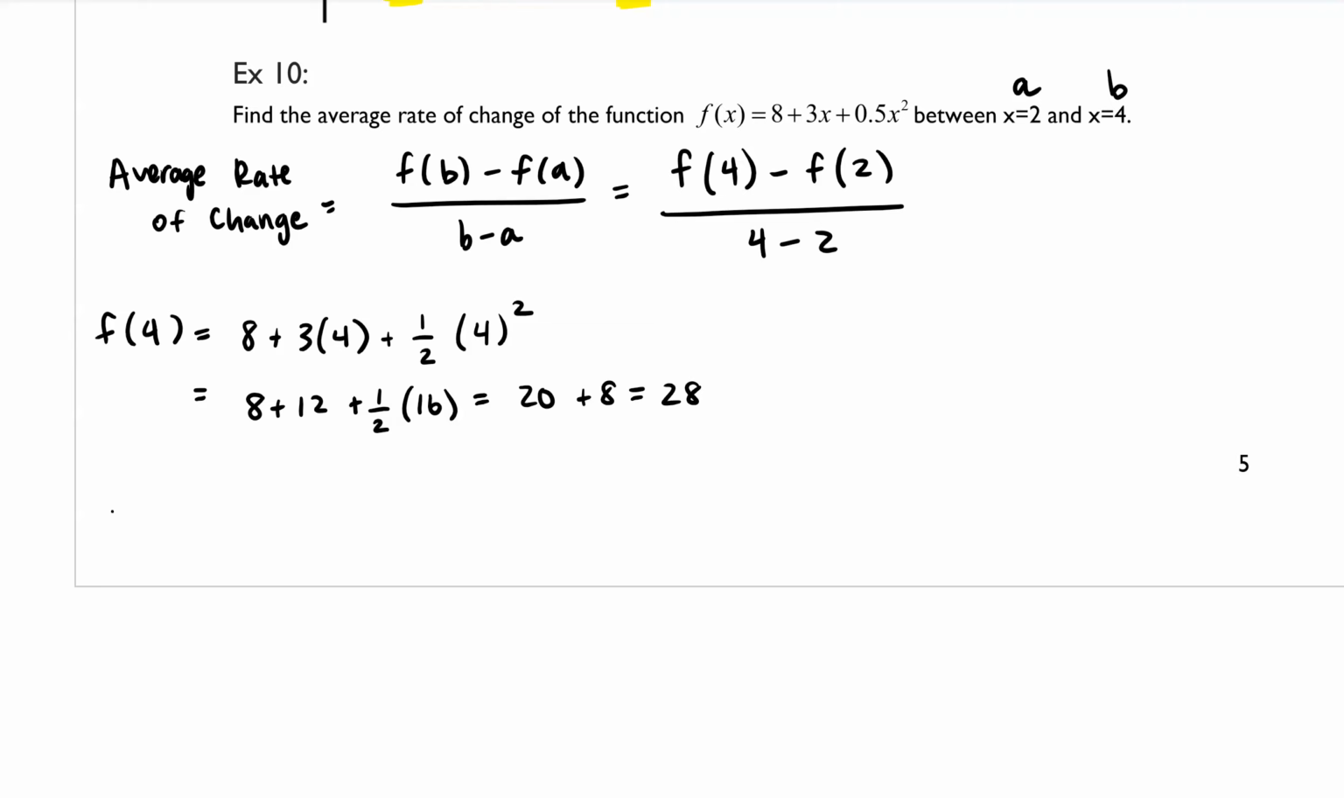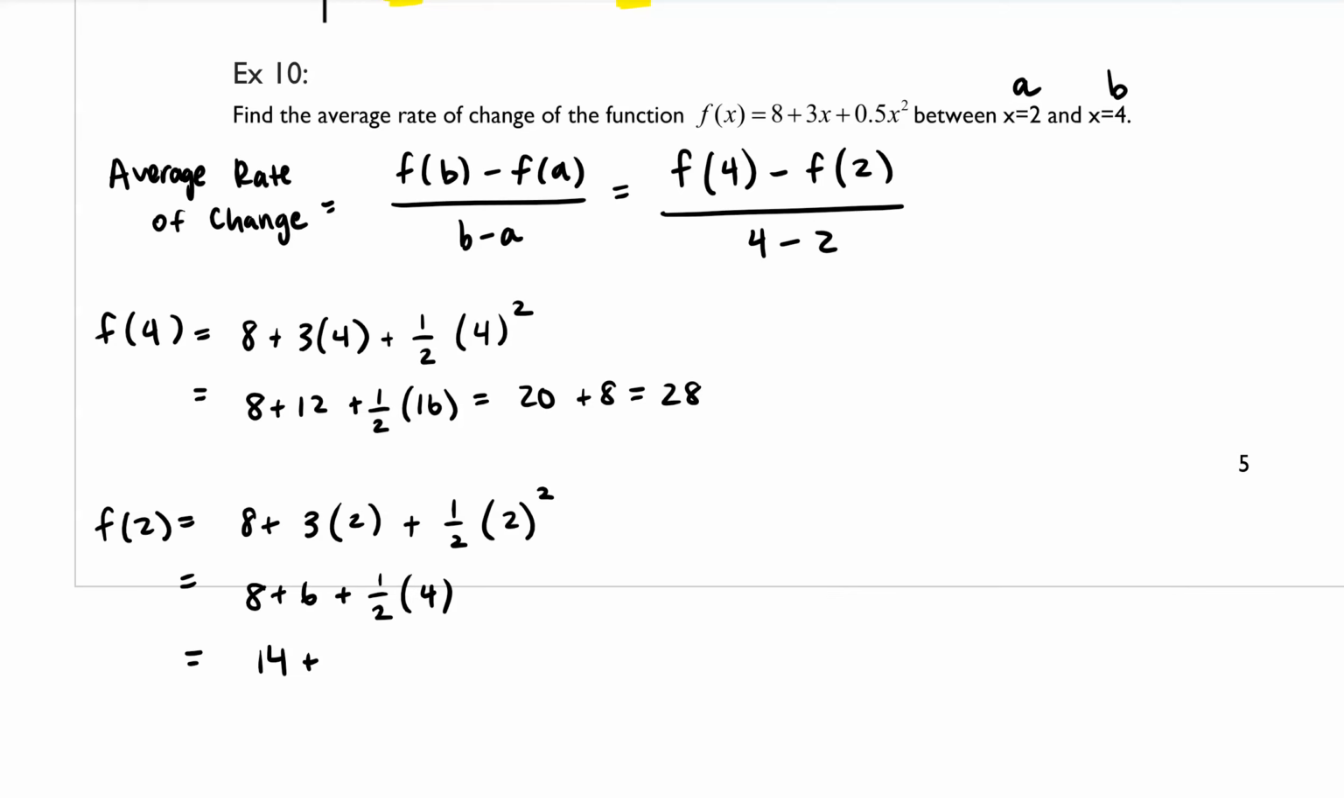I'm going to move this down a little bit. So f of 2 is equal to 8 plus 3 times 2 plus 1/2 times 2 squared. I wrote down that value wrong. Sorry, this should be a 2, not a 3. All right, that looks better. So then we get 14 plus 2, which is 16.